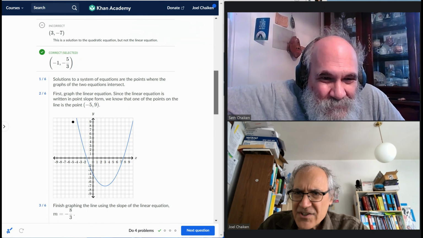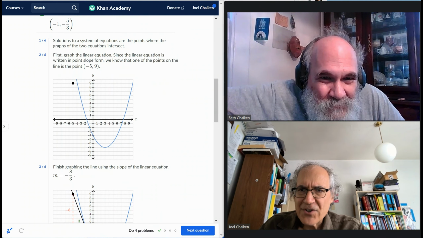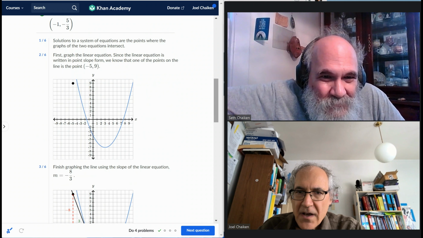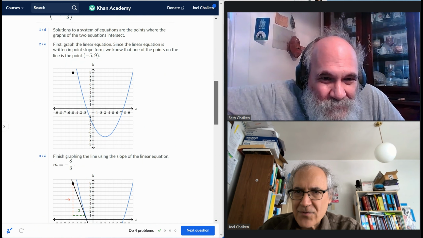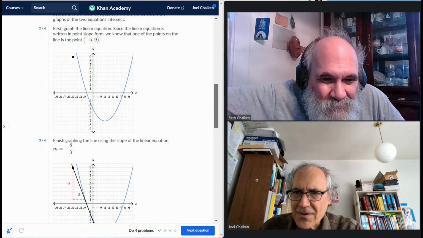Aha. Solutions are points where the two equations intersect. Okay, first graph the linear equation. So they are suggesting using a graphing calculator. Open up Desmos on the side to help you. Since linear equations are in point form, we know one of the points on the line is negative... First graph the linear equation.